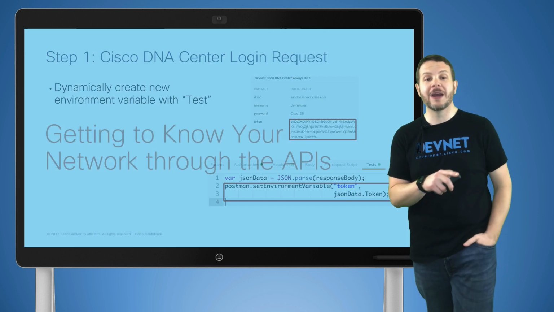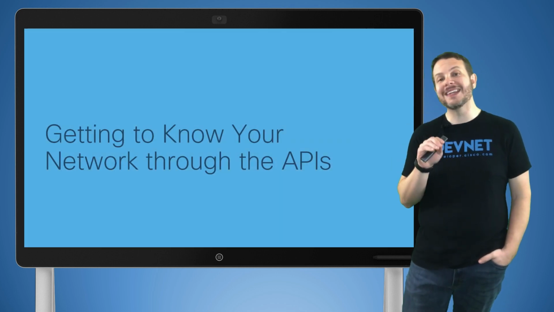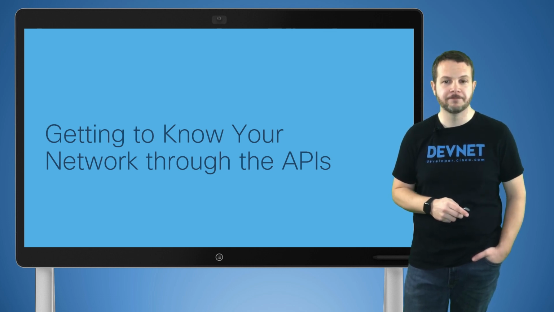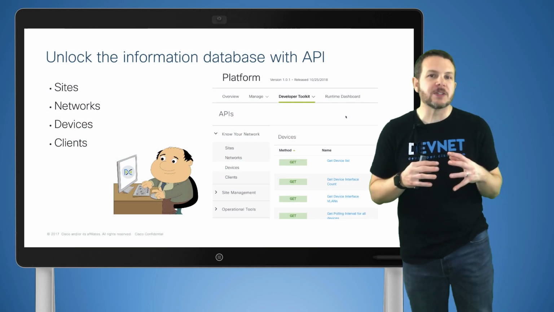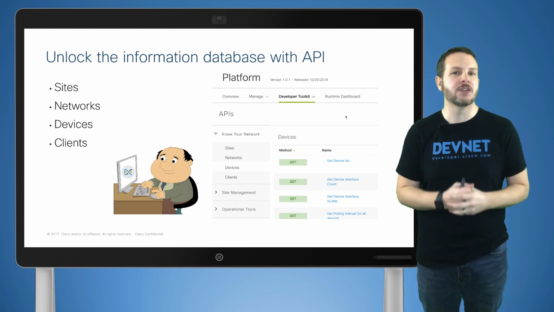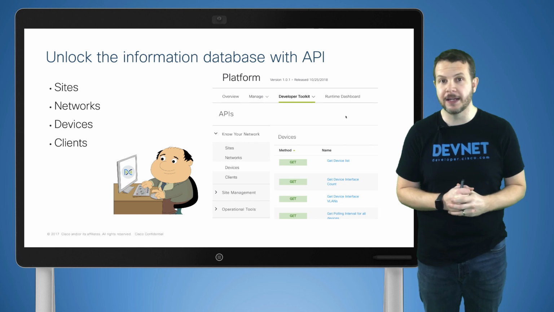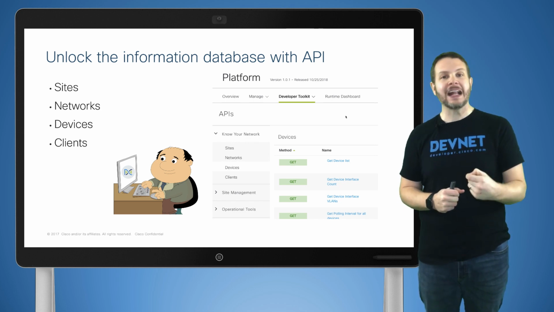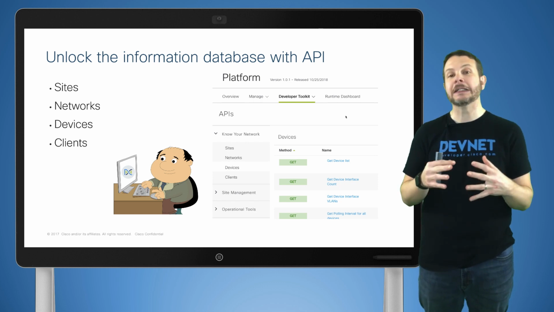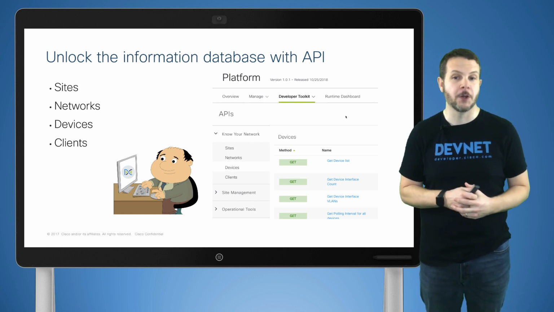Now, with that review under way, let's go through and actually see how we can get to know our network using the APIs available in Cisco DNA Center. What we're after here is to actually unlock the information database that's contained inside of Cisco DNA Center through these APIs. The Know Your Network category has options for sites, networks, devices, and clients. Everything you might want to know.